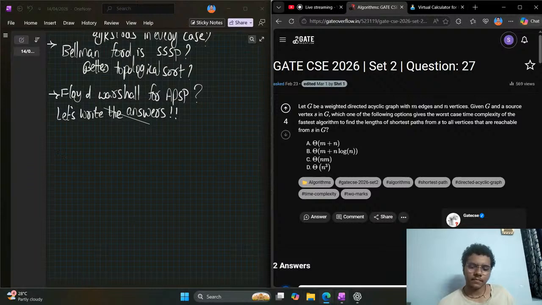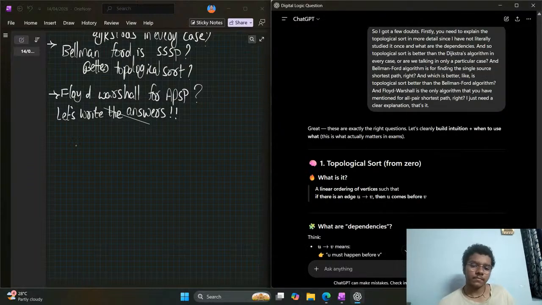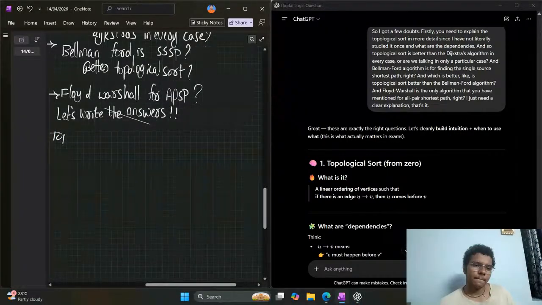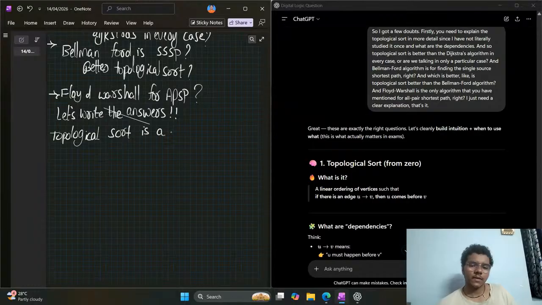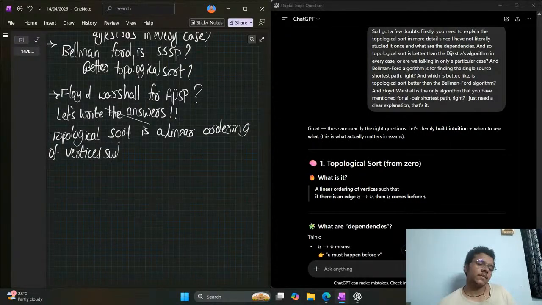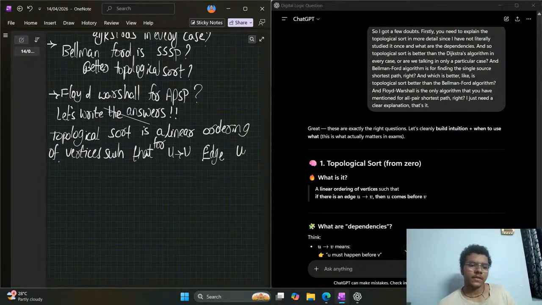Anyways, topological sort is a linear ordering of vertices such that for u to v, u comes before v.